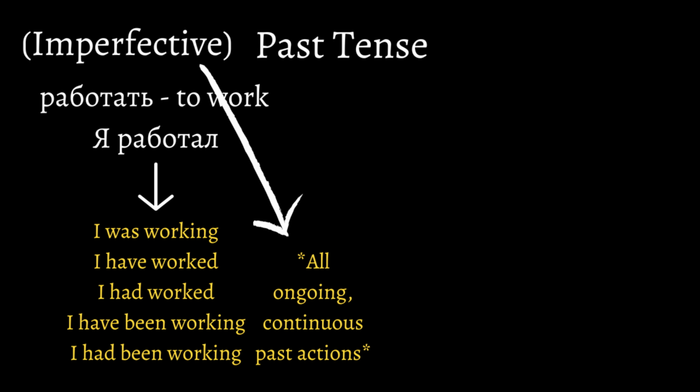Я работал doesn't mean I worked. It can mean any of these tenses, not because they simply happened, it's because they're still happening. That's the connection between tenses and aspects in English and Russian. And when comparing them, the closest tense to Russian is probably the past progressive. Я работал means I was working, as opposed to I worked. This is how the imperfective works in Russian, and how it also can be compared to English.